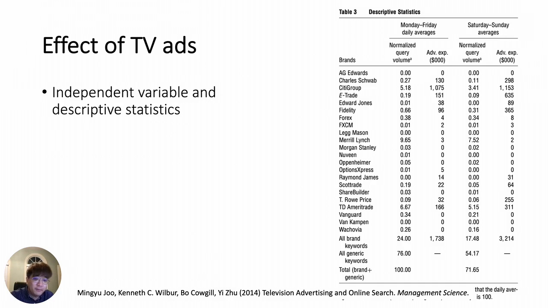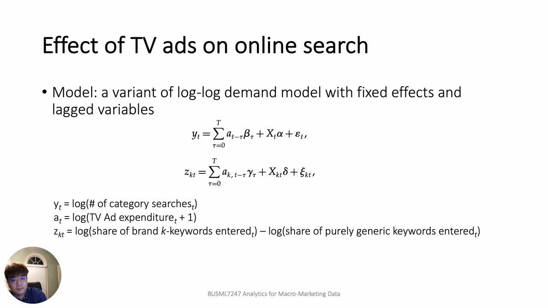And the main independent variable is each brand's advertising expenditure. This table displays weekday and weekend summaries of search query volume and ad expenditure for each brand. TD is the top brand in terms of ad spending. To relate the ad expenditure to search queries, a variety of log models with fixed and lagged effects is used.